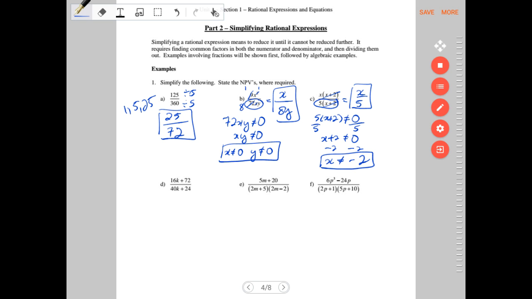Okay, next one. 16k plus 72 over 40k plus 24. Well, I know that on the top, I can divide them both by 8. So I'm going to factor an 8 out, so that becomes 8 times 2k plus 8 goes into 72 9 times. I can also factor an 8 out of the denominator. So 8 goes into 40 5 times, and 8 goes into 24 3 times. Now I have an 8 on the top and the bottom being multiplied, so those cancel out. And I'm left with 2k plus 9.